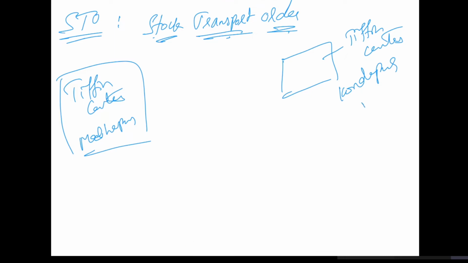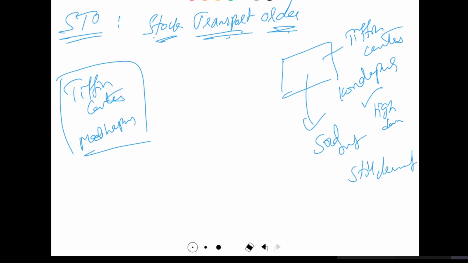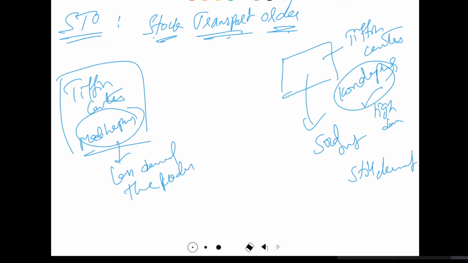Let's assume that in Kondapur there was high demand. The products are sold out and the demand is still there. But in Madapur there is less demand and the product is still available. So immediately the Kondapur branch requests the Madapur branch, please send me some goods to my branch. Right?